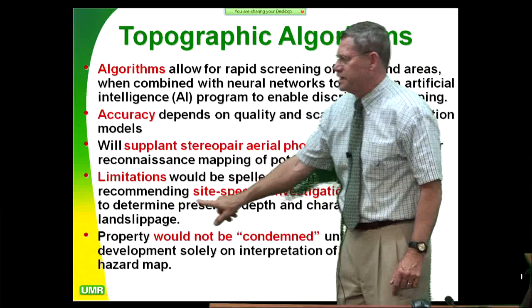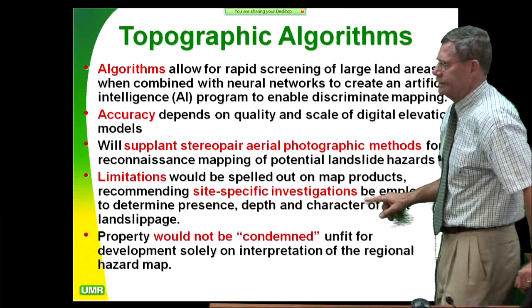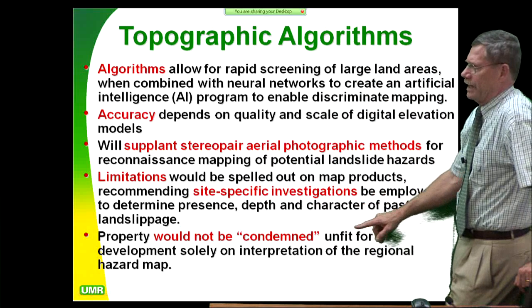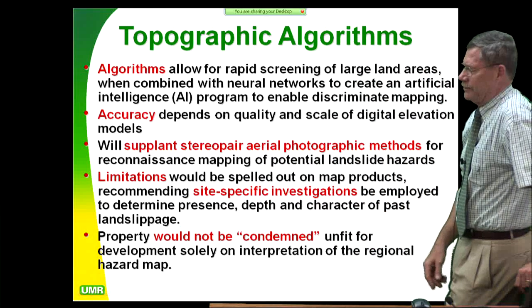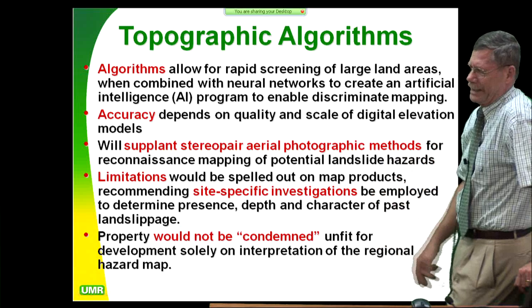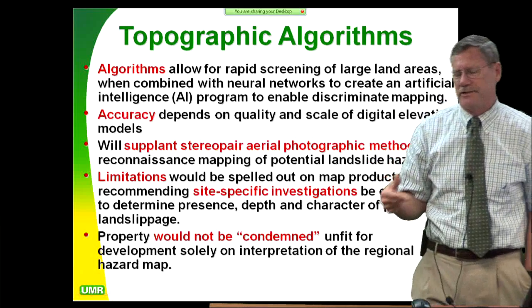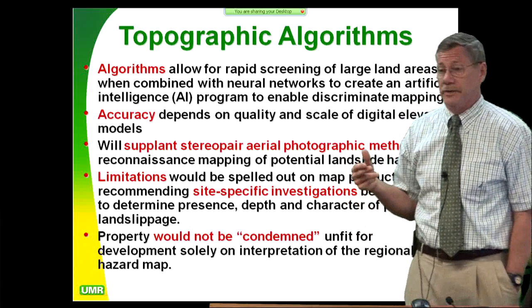Obviously, you need to recommend that site-specific investigations be employed to determine if there's really something there. Otherwise, the property could be considered condemned. This is a big problem in California. Whenever they do a geohazard map, like liquefaction potential or landslide, they always get people trying to sue them.